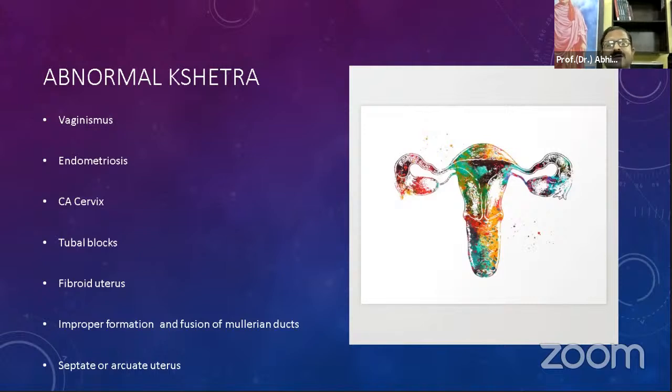Improper formation of fusion of Mullerian ducts and septate or arcuate uterus, these are the congenital things. Okay, so whatever the reason, maybe they are congenital or maybe they are acquired, but they are creating a problem for infertility or embryogenesis. So in fact, in short, they are not normal. So they should be brought into normalcy with the aid of so many treatments.